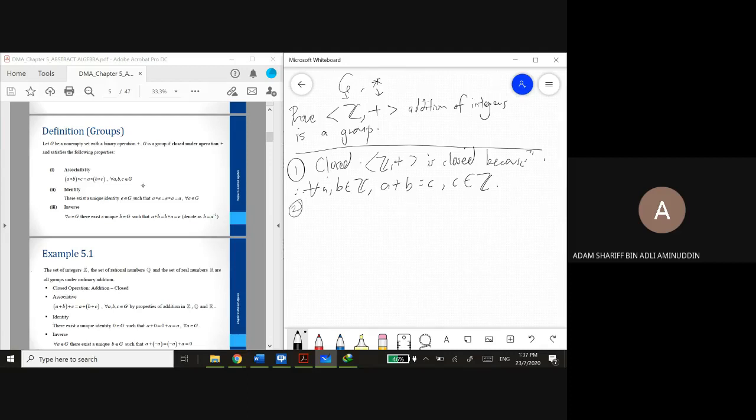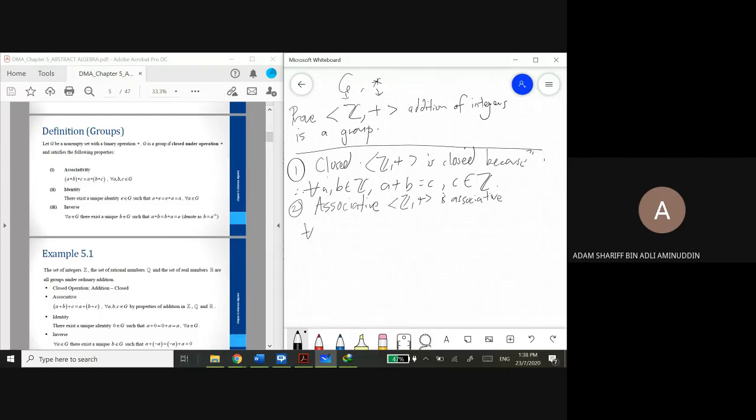Now let's look for associative. Okay, please refer to the slide here. Tengok saya tak tulis. Is it associative? Right now, just now from the previous example at the earlier part of this online interactive lecture, (1 plus 2) plus 3 is equal to 1 plus (2 plus 3). Actually, this Z plus is associative.